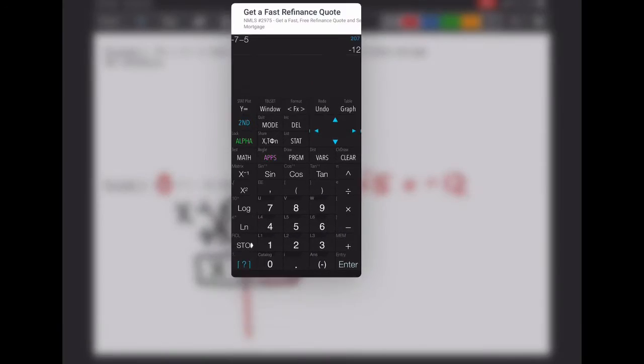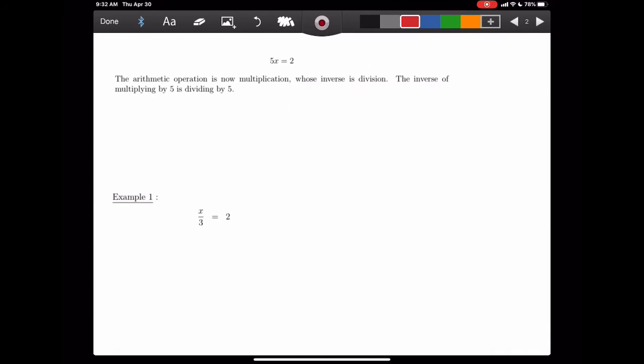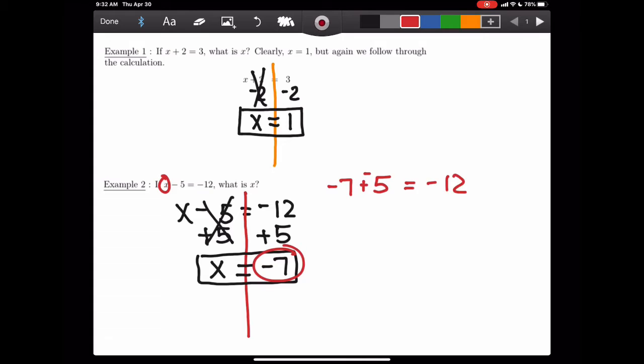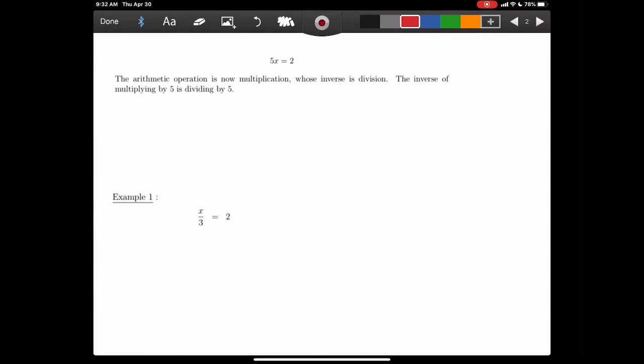All right. Let's move on to some more examples here. What we just went over in this first slide was addition and subtraction. The opposite of addition is subtraction. The opposite of subtraction is addition. Now let's look at multiplication and division. Multiplication is the opposite of division and vice versa.